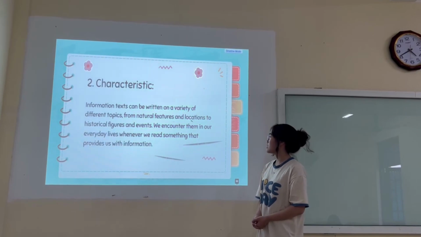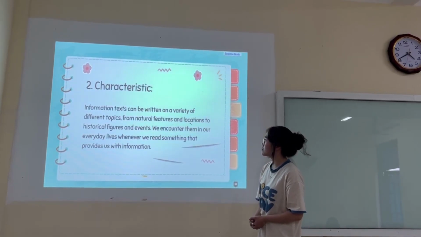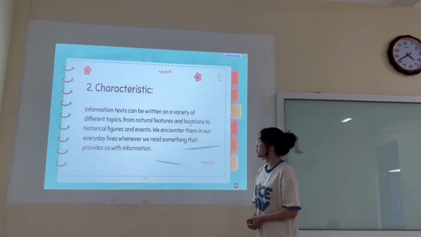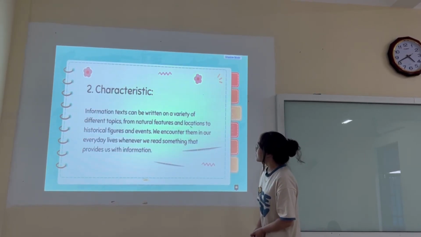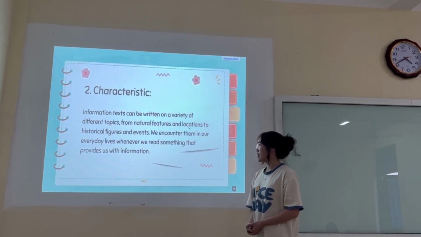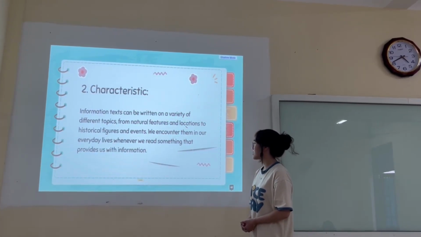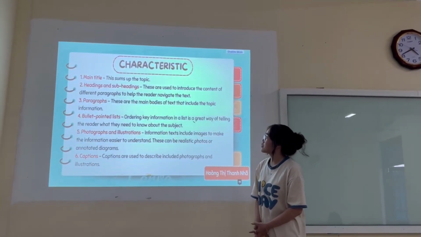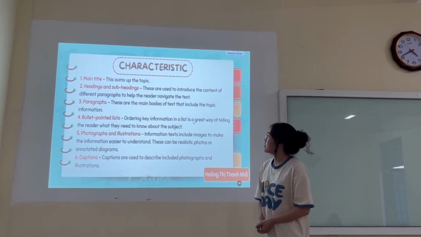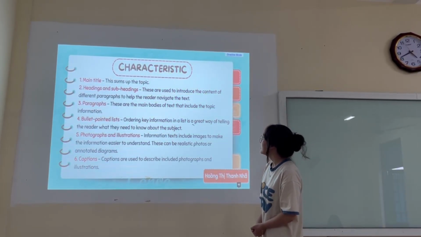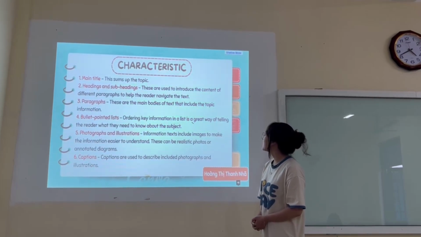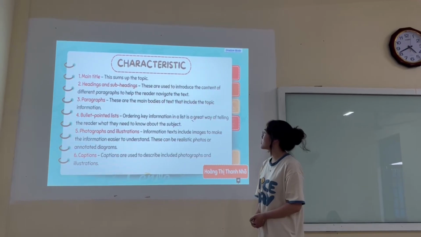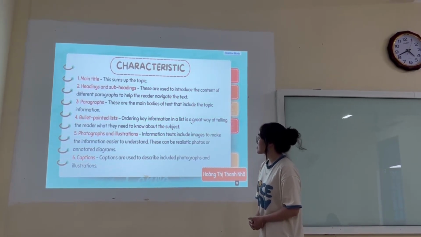Information text can be written on a variety of different topics, from natural features and locations to historical features and events. We encounter them in our everyday lives wherever we visit things that provide us with information. Main title: list of the topics, heading and subheading. They are used to review the content of different paragraphs to help the reader navigate the text.